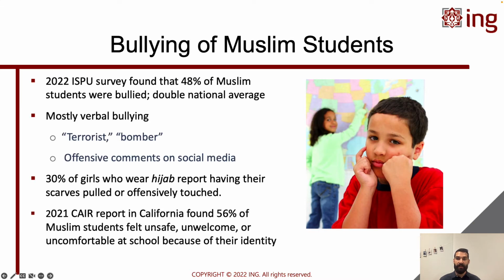While other students experience bullying, Muslim students experience bullying at higher levels than average. A 2022 survey by the Institute for Social Policy and Understanding found that nearly half of Muslim families reported having a child who faced religious-based bullying in the past year, which is nearly double the level of families in the general public, which is 27%. The most common type of bullying is verbal, which often associates Muslims with terrorism, using common insults such as bomber, killer, or comments such as, "Hey, are you going to bomb the school?" 35% report that other students made offensive comments or posts about Islam or Muslims on social media. Additionally, 30% of girls who wear hijab report having their scarves pulled or offensively touched.